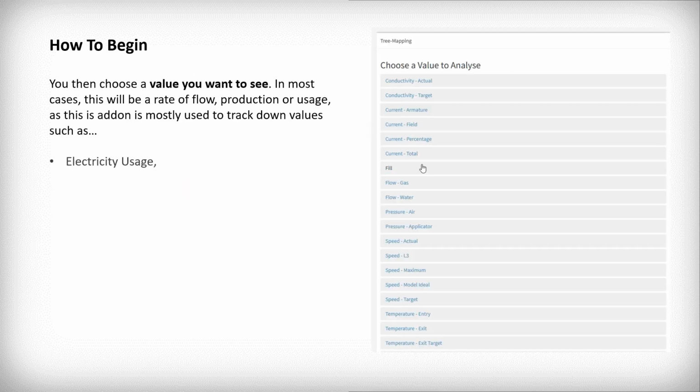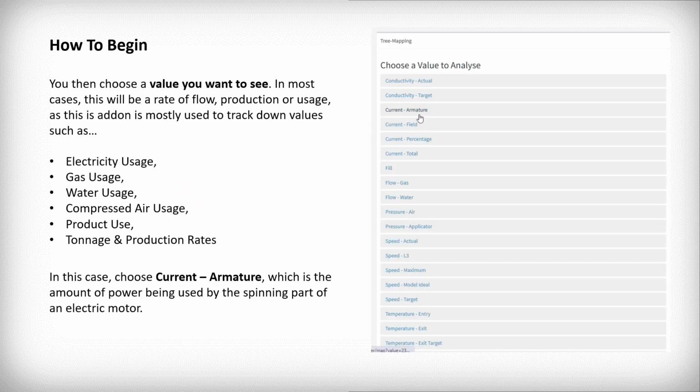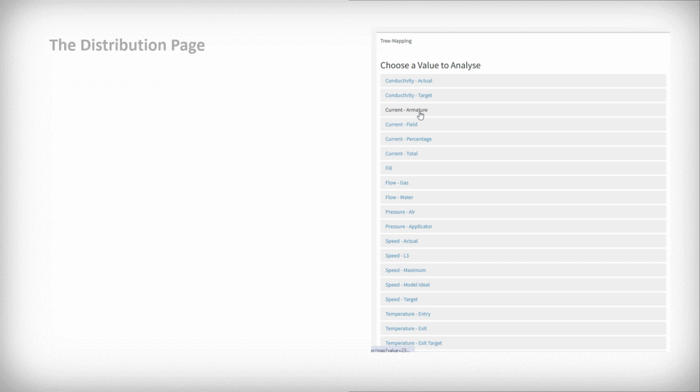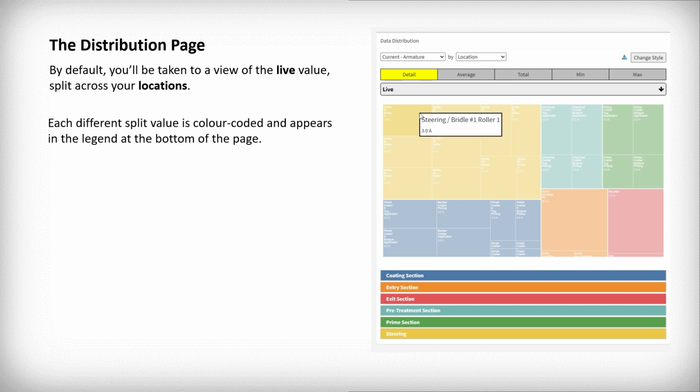The first step is to choose the value you want to look at. This is often a flow, production, or usage rate. The distribution add-on is mostly used to optimize electricity, gas, water, air, and production rates. In this case, we'll choose armature current, which is a measurement of the power given to electric motors. You'll be taken to a view of your live current.